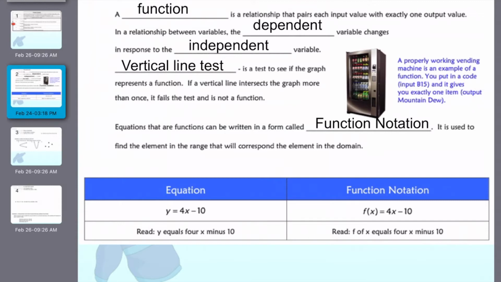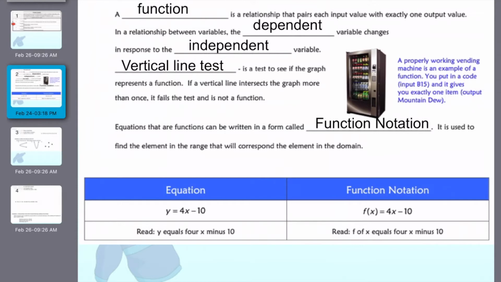function. Equations that are functions can be written in a form called function notation, and it is used to find the element in the range that will correspond to the elements in the domain. And we can see at the bottom there they have our different kinds, our equation versus function notation. Really our main difference is that instead of y, we change it to f of x. It essentially represents the same thing.